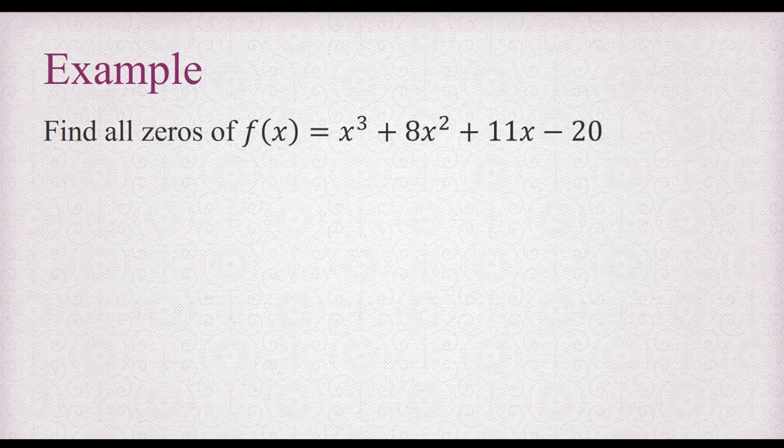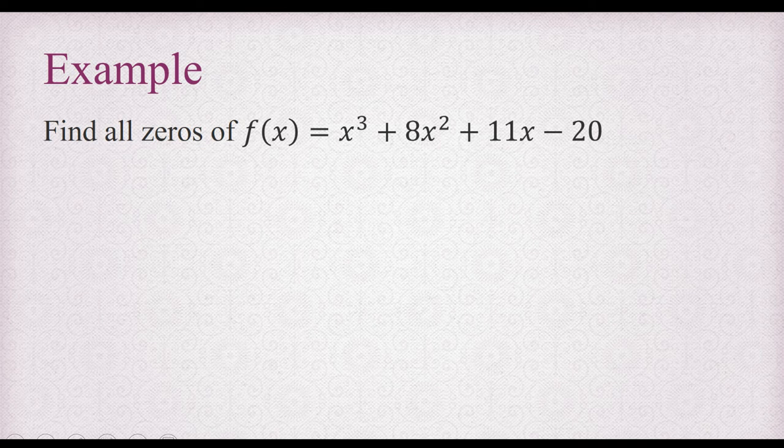All right, so let's take a look at an example. We're going to find all the zeros of f of x equals x to the third plus 8x squared plus 11x minus 20. Notice that in this problem, they did not give us any zeros. So right off the bat, I'm not going to be able to do synthetic division. First and foremost, we have to figure out what are all my possible zeros.